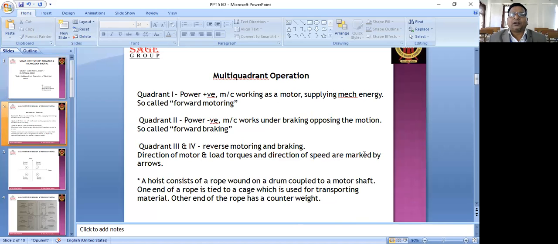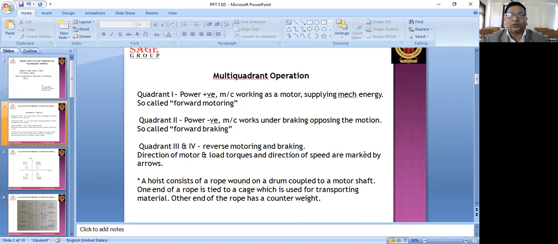So, multi-quadrant operation. In quadrant 1, power is positive, so the machine works as a motor, supplying mechanical energy. This is called forward motoring. In quadrant 2, power is negative, so the machine works under braking, and this is called forward braking. Quadrants 3 and 4 are reverse motoring and reverse braking. The direction of motor and load torque and the direction of speed are marked by the arrows.